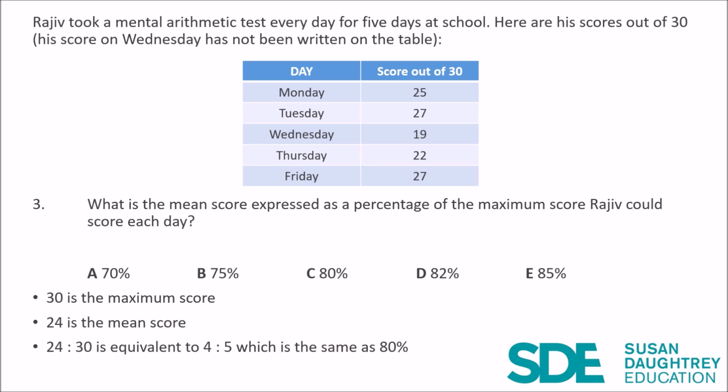And if we reduce that to lowest terms, it is 4 to 5 when we've divided by 6, which means that it's the same as 80%. My answer would be C.